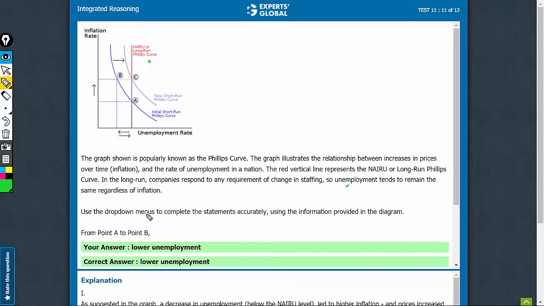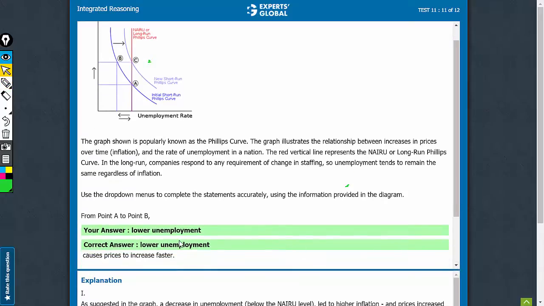So now let's look at the questions here. I am at the explanations slide, so I don't have all the answer choices here. However, let me explain how this option makes sense. From point A to point B, what is causing prices to increase further? As I just explained, as the unemployment rate decreases, people must be having a higher amount of disposable income, and therefore this would cause the inflation to increase. So the correct answer choice would be something like lower unemployment or higher disposable income.